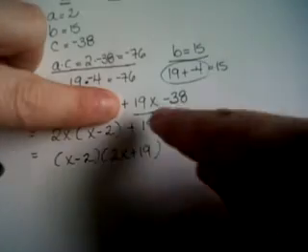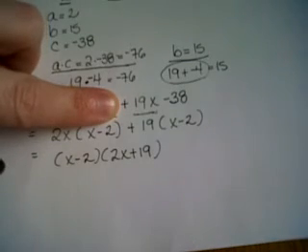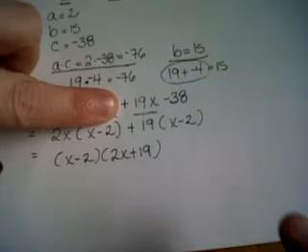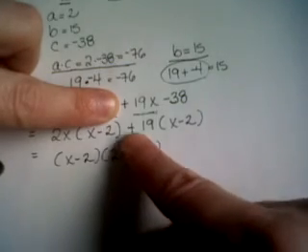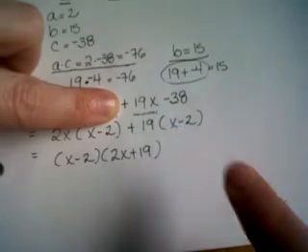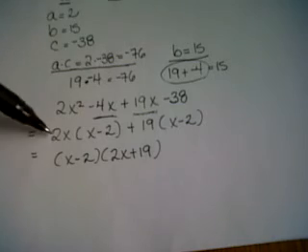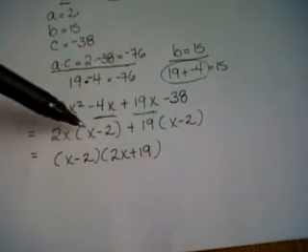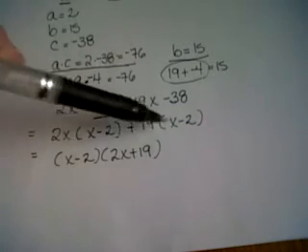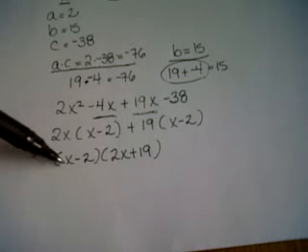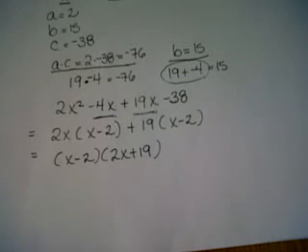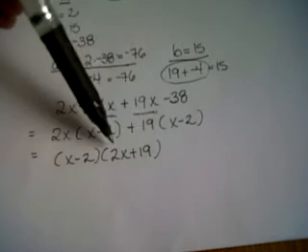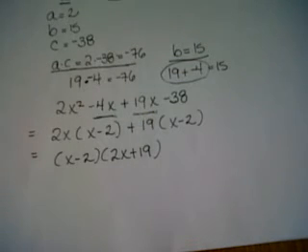Then I'll cover up the first 2 terms, and I'll take a look at the second 2. And I say, what can I factor out of the second 2 terms? And I can factor out a 19. And when I factor out a 19, I'm left with x minus 2. Now I take a look at all of this, and I say, hey, what's common? And that's an x minus 2. So I'll factor out an x minus 2. When I factor out an x minus 2, I'm left with 2x plus 19.